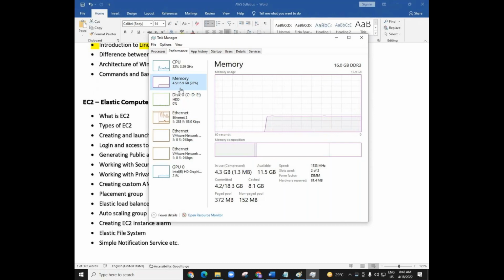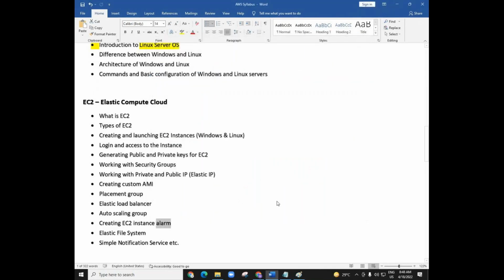So then we can set an alarm in that virtual machine. We can say, okay, if it is using more than 12 GB, I should get a message so that I can go there and check why it is using that much RAM. This is a very beautiful concept. So like this, there are many concepts we need to understand and learn in this EC2 concept.